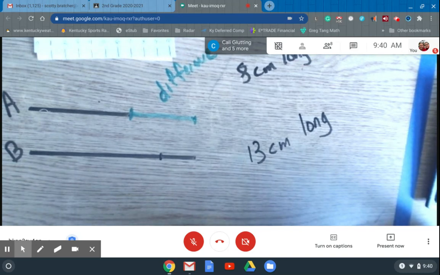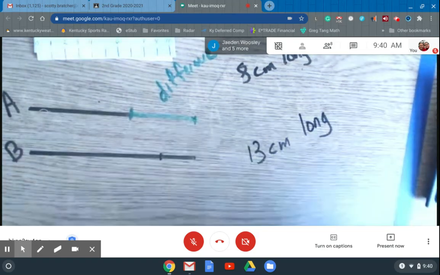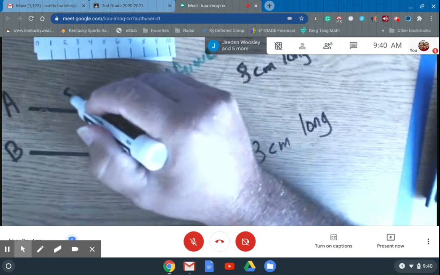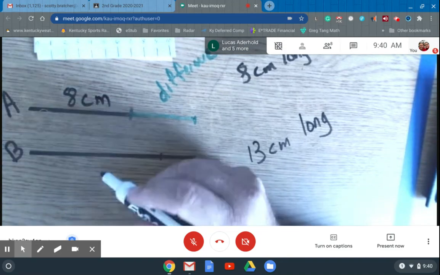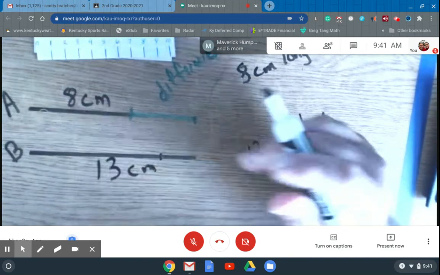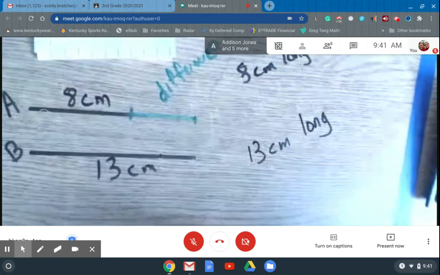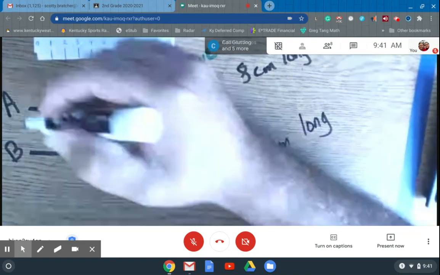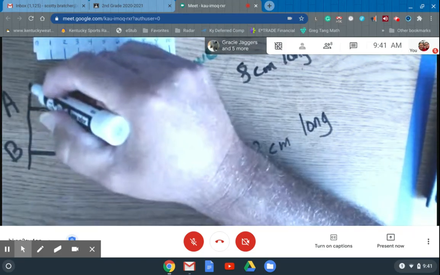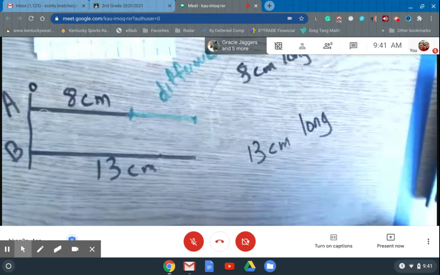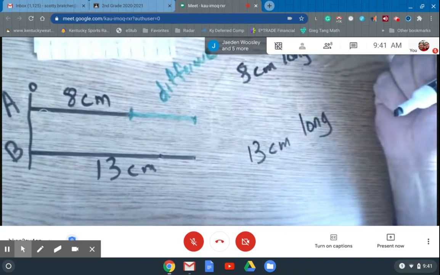All right. So, I know that line A is 8 centimeters long, so I'm going to put 8 centimeters. And I know that line B is 13 centimeters. All right, and I'm going to get rid of this little spot there that'll help me measure it. And they start at the same spot, which was 0 on our ruler. Okay? On our ruler, this is about 8, and this is about 13.